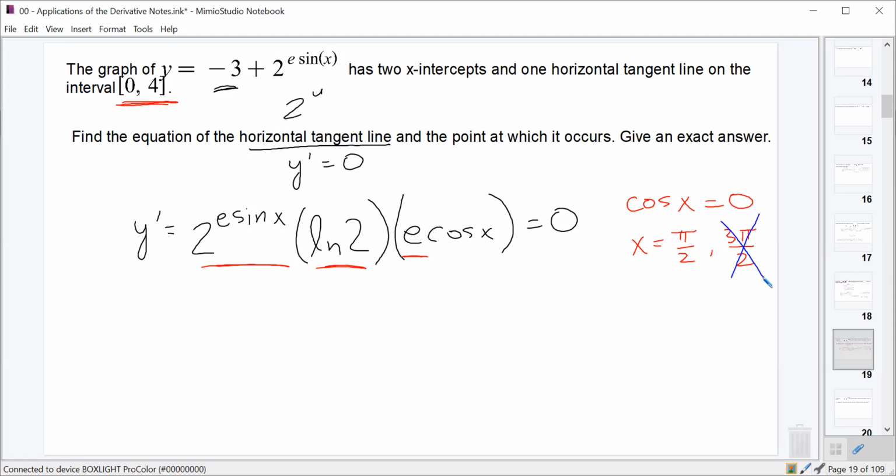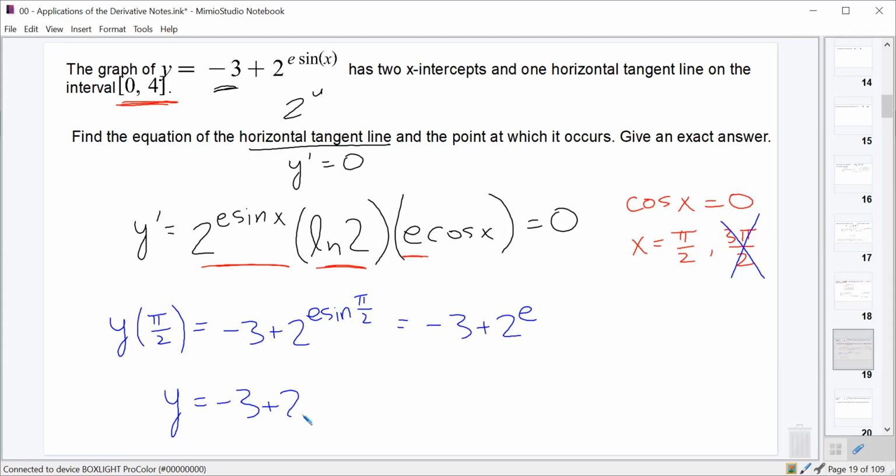So the only x value we get is pi over 2, which means we just now need to figure out what y of pi over 2 is equal to, and it's negative 3 plus 2 to the e sine pi over 2. And the sine of pi over 2 is just 1, and we have negative 3 plus 2 to the power of e. So our horizontal tangent line is y equals negative 3 plus 2 to the power of e. And it asks at what point does this occur? Well, it occurs at the point pi over 2, negative 3 plus 2 to the e.